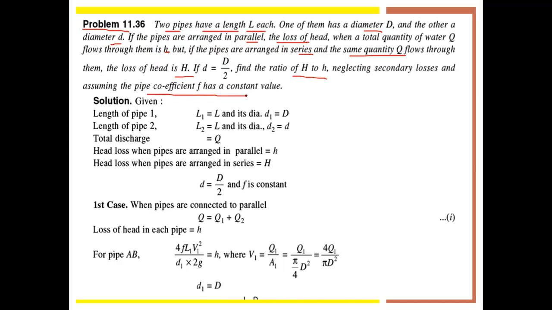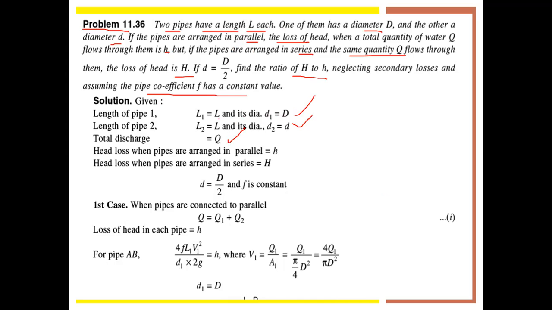Got it? Here you don't have any numerical type. This is a derivation type. Then what is the total length of the two pipes of length L each? From the given question, write the length of pipe 1: L1 is equal to L and the diameter is capital D, D1 is equal to capital D. Then for pipe 2, L2 is equal to L and diameter D2 is equal to small d. Then what is the total discharge given? Total discharge is Q.